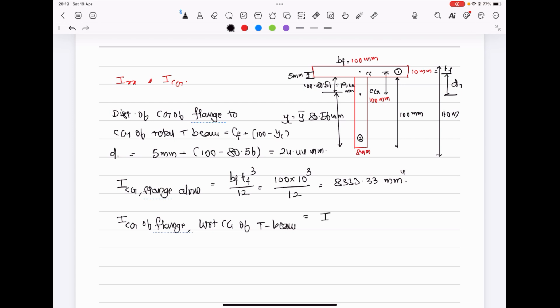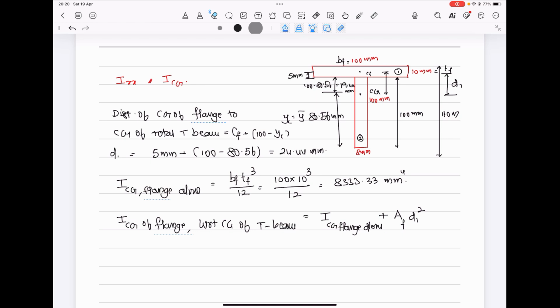That will be ICG of flange alone plus A, area of flange, into d1 square. d1 is 24.44. The distance between the center of gravity of the flange. We are only considering flange here. We are not considering web. Forget about the web. Only talk about the flange. That is equal to d1. That is distance between the center of gravity of the flange and the T-beam.